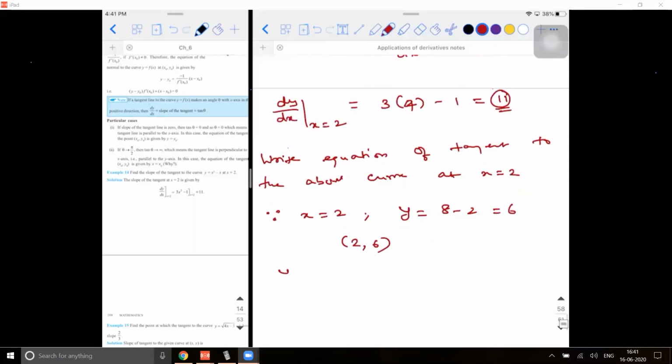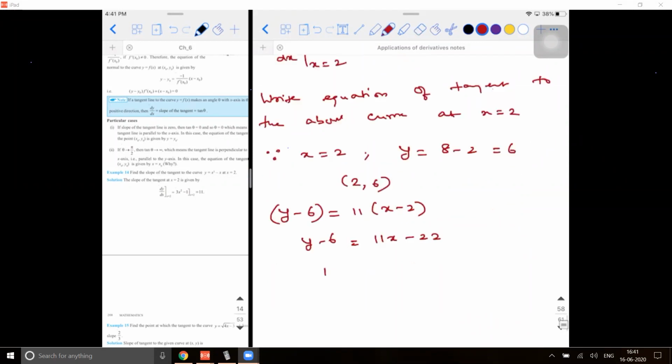Then what is going to be the equation? y minus y1 is equal to 11 into x minus x1. So y minus 6 is equal to 11x minus 22. So 11x minus y minus 16 is equal to 0. So this is going to be the equation of the tangent.